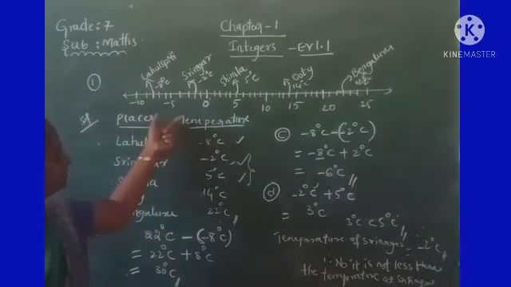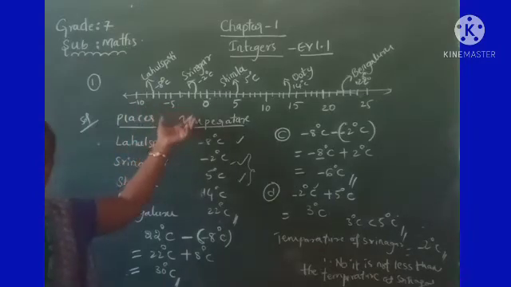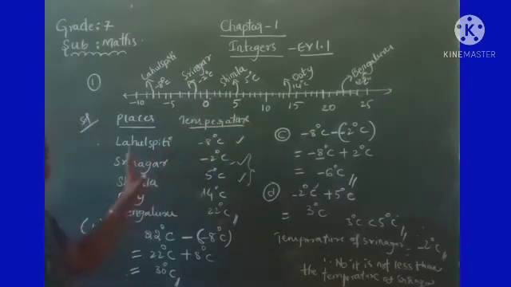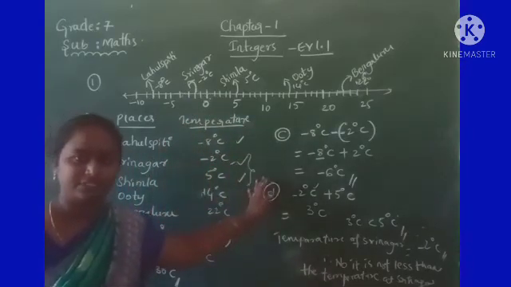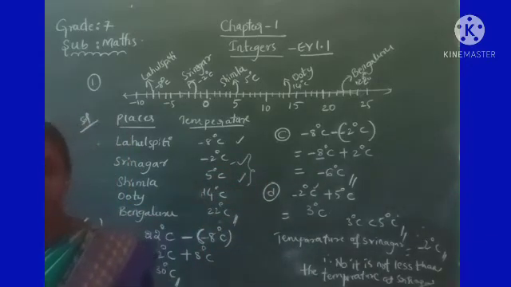Okay, children? So like that you have to solve the problems. First, understand what is given on the number line. What is the temperature of the places? So everything you have to write. After that, you read the question clearly and understand how to solve the integers of addition and subtraction. Okay children, come to the second question.